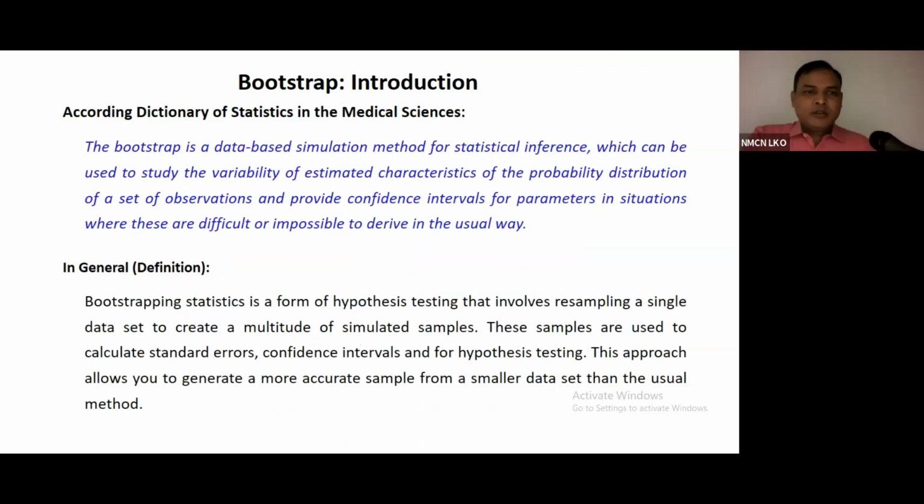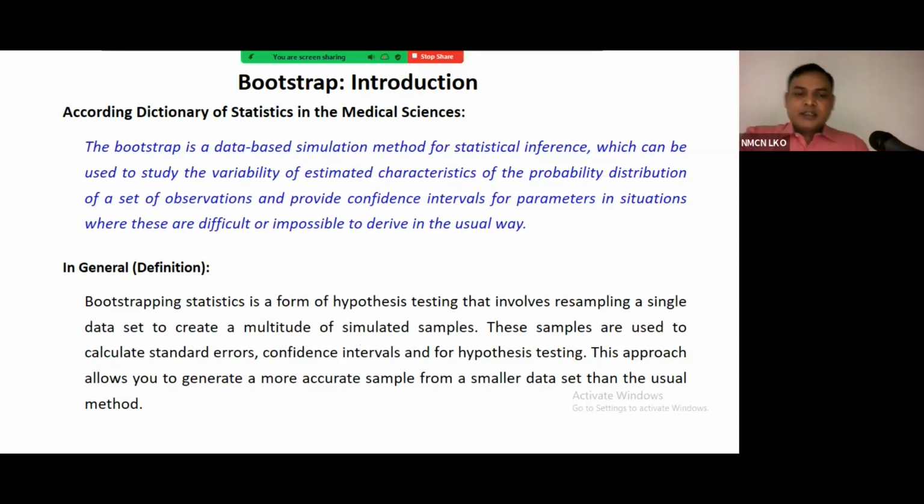Now, Bootstrap technique. As per the Dictionary of Statistics in the medical science, the Bootstrap is a database simulation method for statistical inference, which can be used to study the variability of estimated characteristic of the probability distribution of a set of observation and provide confidence interval for parameters in situations where these are difficult or impossible to derive in a usual way.